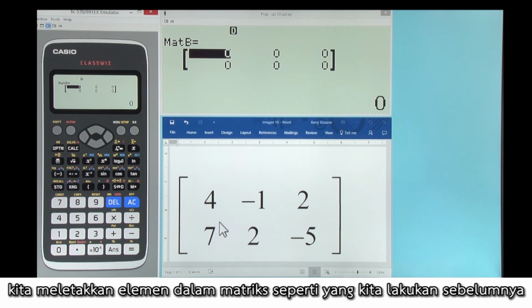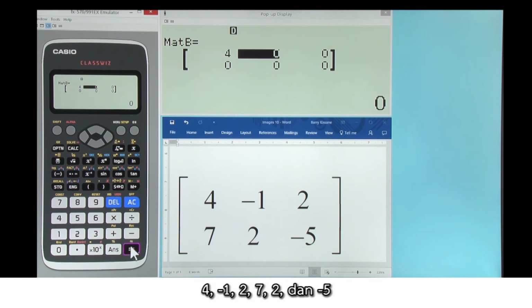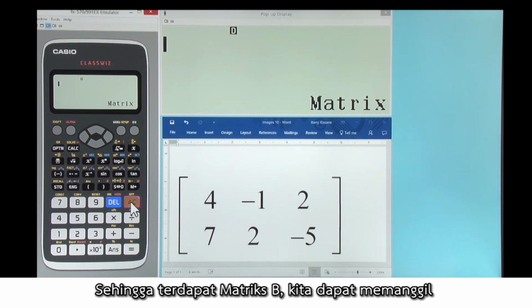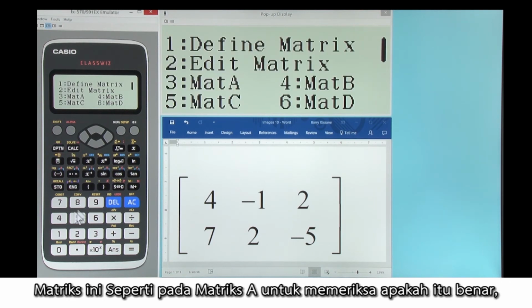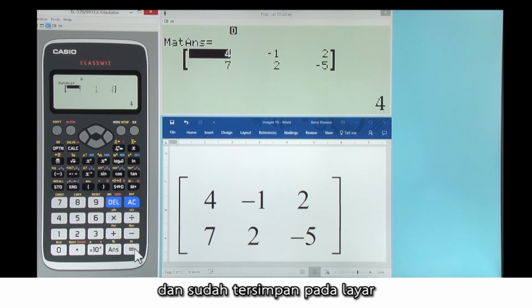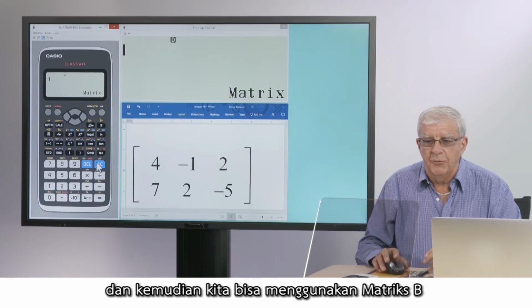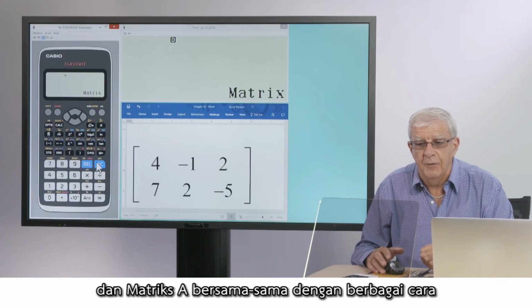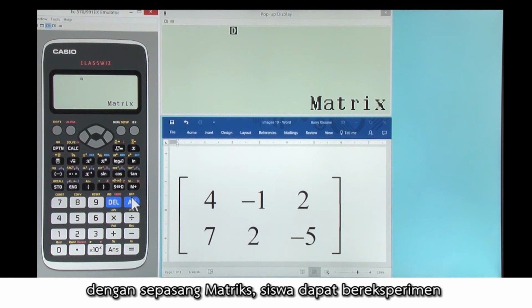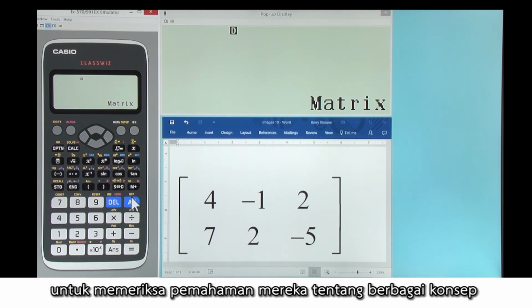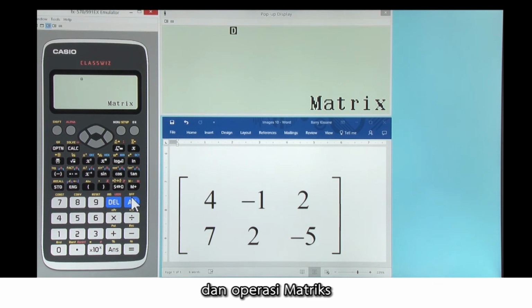We put the elements in the matrix as we did before. 4, -1, 2, 7, 2, and -5. So there's our matrix B. We can recall the matrix as with matrix A to check that it's correct. And there it is on the screen. And then we can use matrix B and matrix A together in various ways. With a pair of matrices, students can experiment to check their understanding of the various matrix concepts and operations.